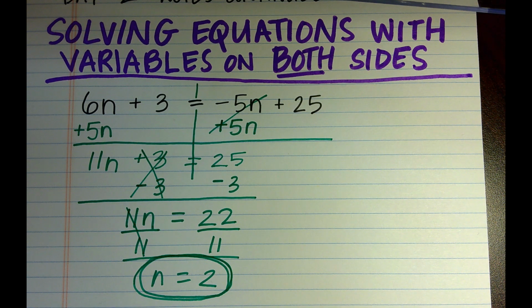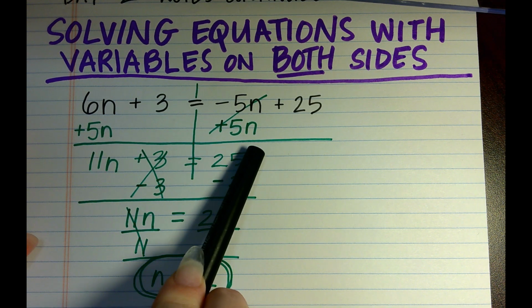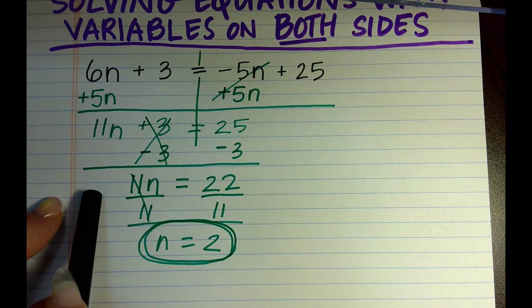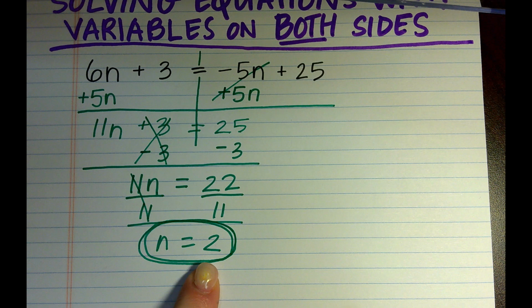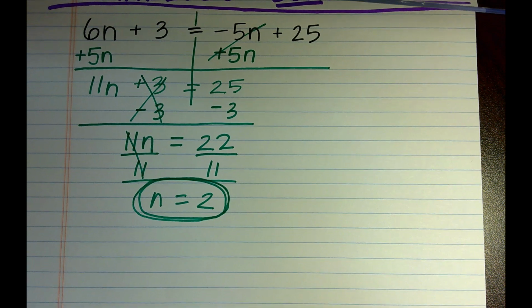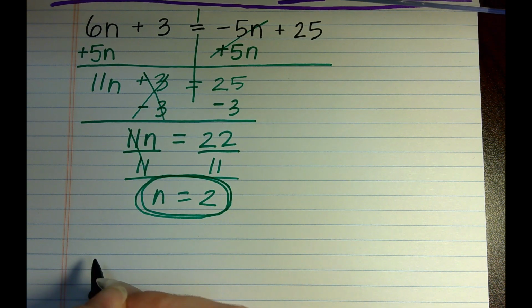This one's going to be really, really similar. It doesn't matter what like term goes on what side. You could, if you wanted to, subtract 6n from both sides, and then you would just end up with negative 11n and negative 22. You'll end up with the same answer of positive 2 because the negatives will cancel. So either way works. It's really up to you. So let's get another one like that. It will be very similar.